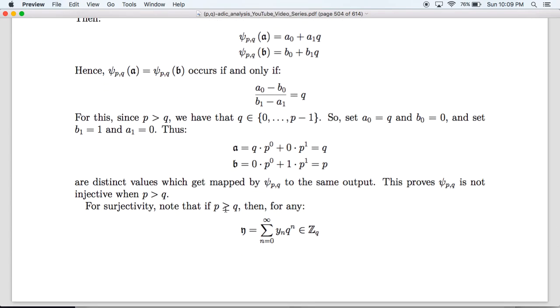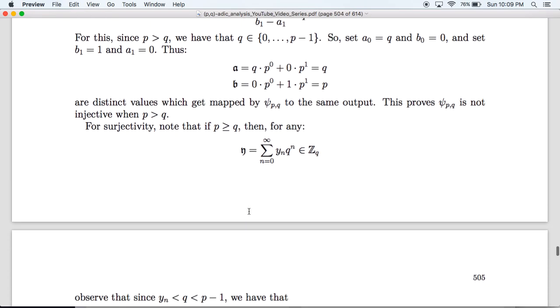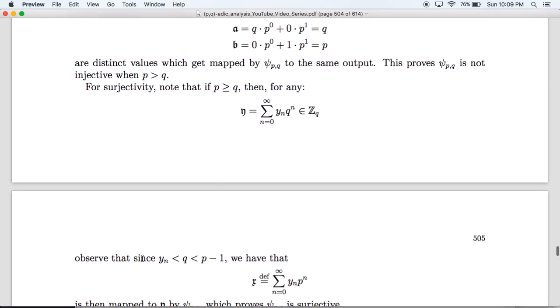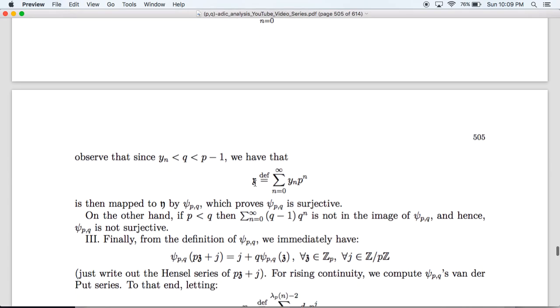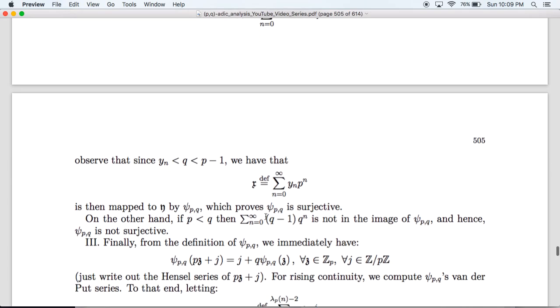For surjectivity, note that if p is greater than or equal to q, then for any q-adic integer y, observe that since yn is less than q, which is less than p minus 1, we can then construct this p-adic integer, which our transition map will send to y, and that proves the surjectivity. On the other hand, if p is strictly less than q, then this p-adic integer is not in the image of our transition map, and therefore the map is not surjective.